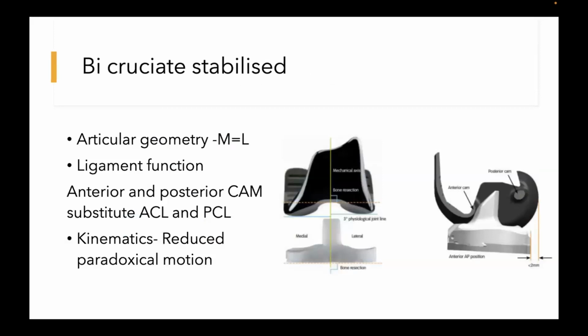Another design which is available is a bicruciate stabilized. The articular geometry, the medial and lateral joint line are at the same level. There is an anterior and posterior cam which substitute both the ACL and PCL function. In both the CR and PS insert, there is some paradoxical anterior motion which is occurring, but which is not contributing to stability. But because there is an anterior and posterior cam, both the ACL and PCL are substituted, there is reduced paradoxical motion in the bicruciate stabilized knee.